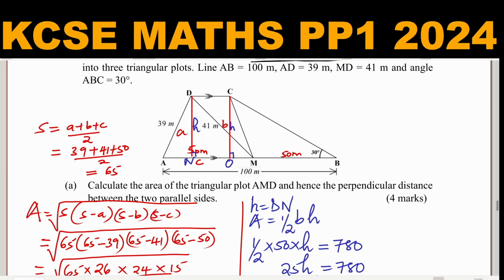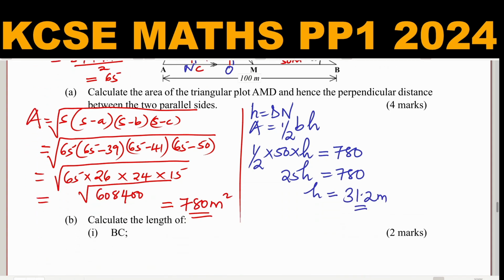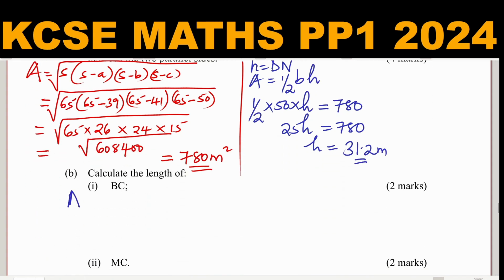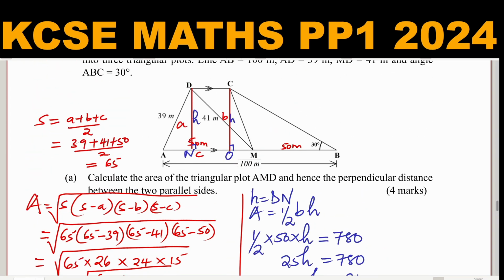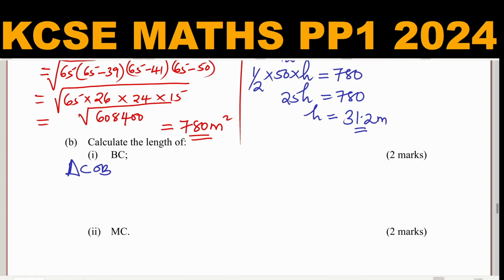Look at triangle COB. Since we have that angle 30 degrees at B, we can use trigonometric ratios to get the length BC. And this is how we're going to do it. Since we already have the perpendicular height between the two parallel lines, remember that CO is equivalent to DN that we have already obtained. So I can extract that triangle here.